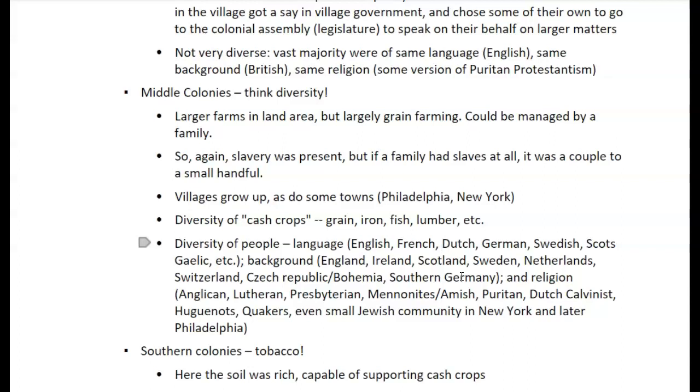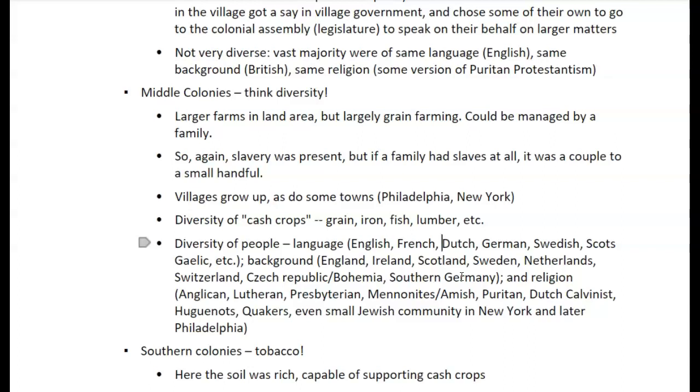So, for instance, right here on Staten Island, just to give you an idea, we had people who spoke Dutch, people who spoke French, people who spoke English. You had Dutch Calvinists, French Huguenots, which are French Calvinists, and English Anglicans. You even had a couple of stray kind of Irish Catholics living here by the American Revolution.